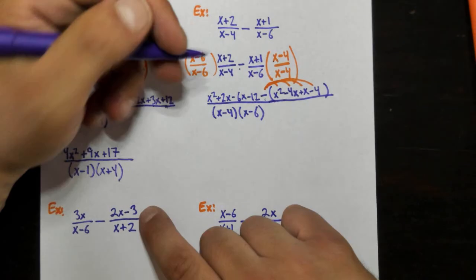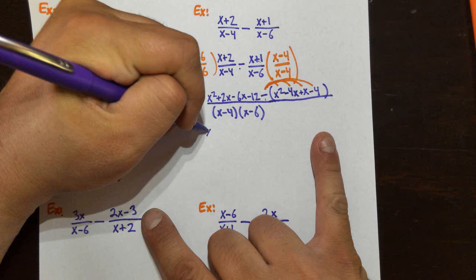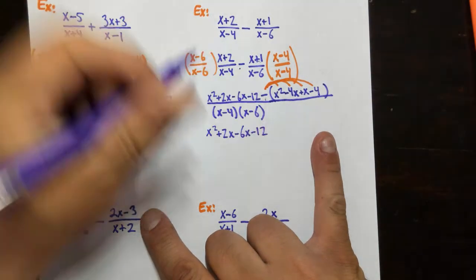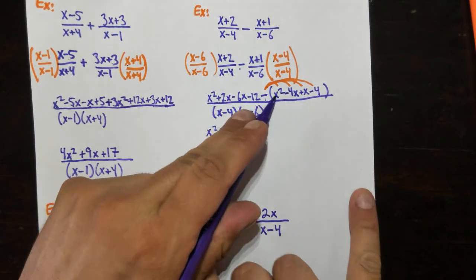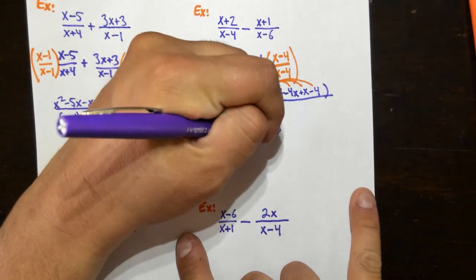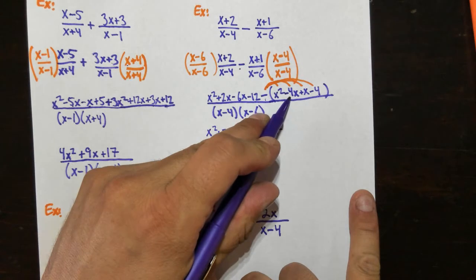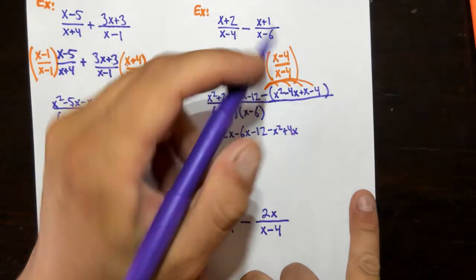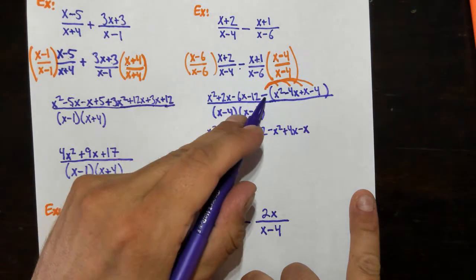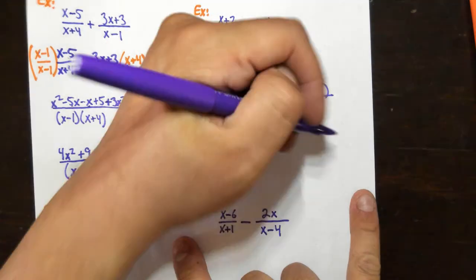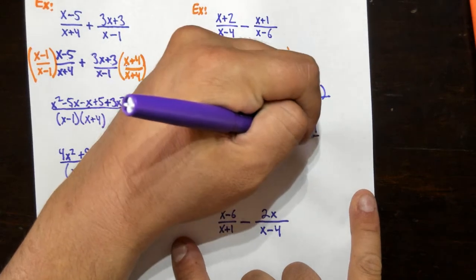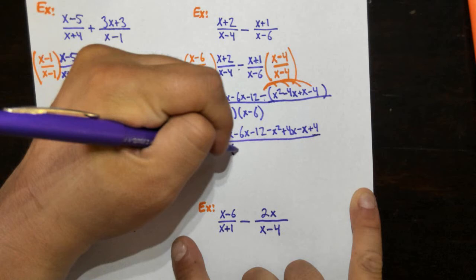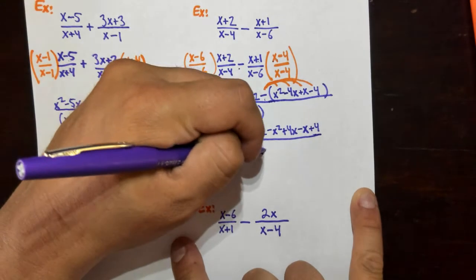So we're going to have x squared plus 2x minus 6x minus 12. That's just the beginning part here. Then negative times x is going to give us a negative x squared. See how the signs change? Negative times negative 4x is positive 4x. Negative times x is just negative x. And then negative times negative 4 is positive 4. So I just distributed that negative, that's all. All over x minus 4, x minus 6.